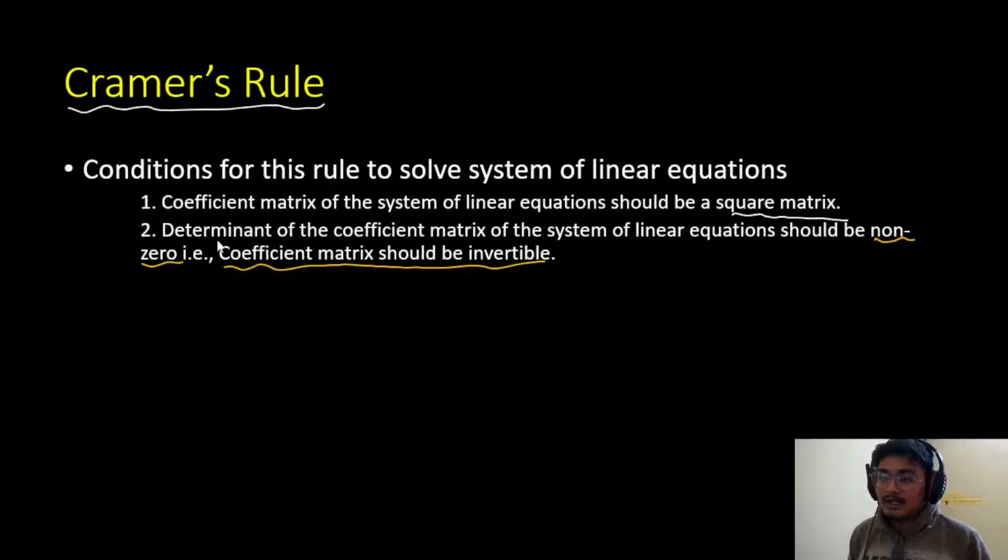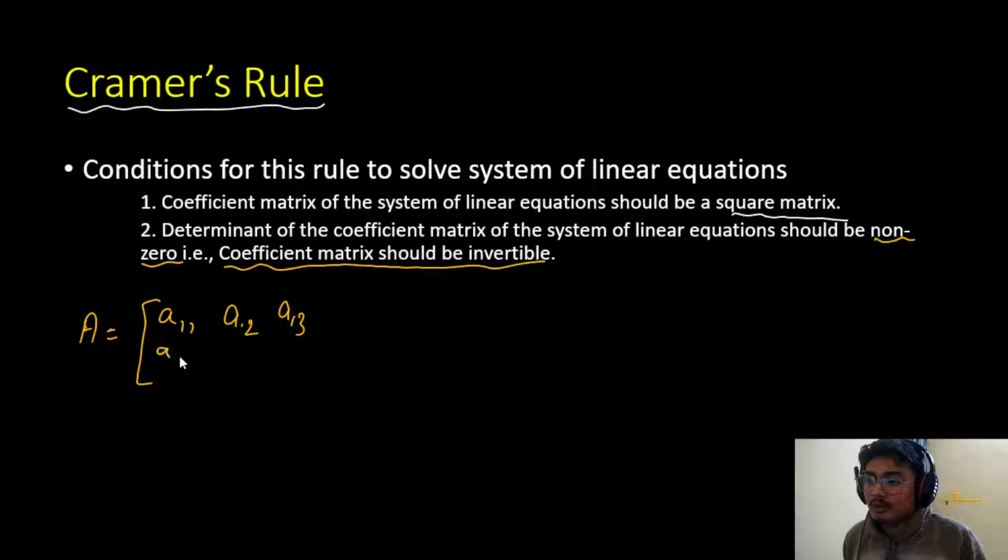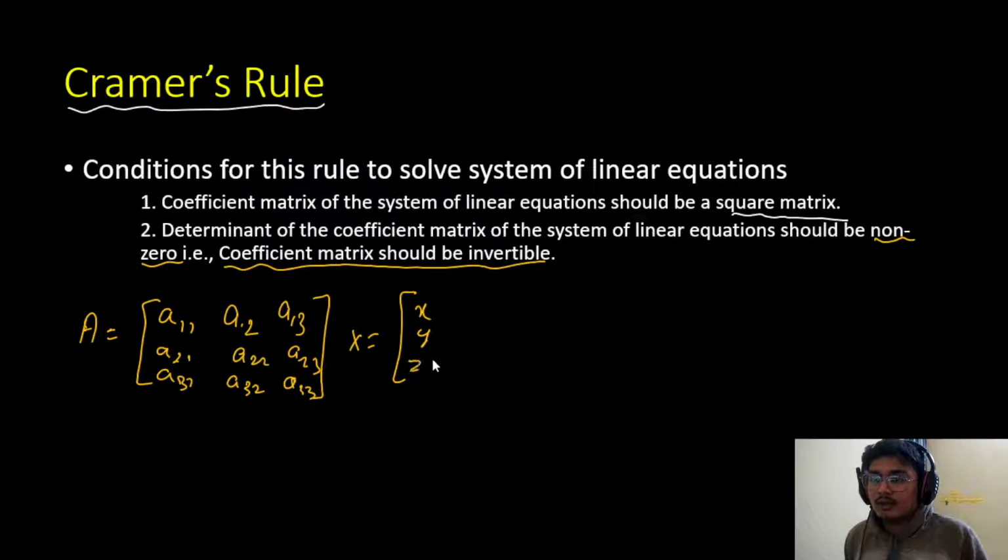Okay, so let's say we have a coefficient matrix A. We have A11, A12, A13, then A21, A22, A23, and A31, A32, and A33. We will have an X matrix, X, Y, Z, and also a B matrix, let's say B1, B2, and B3.